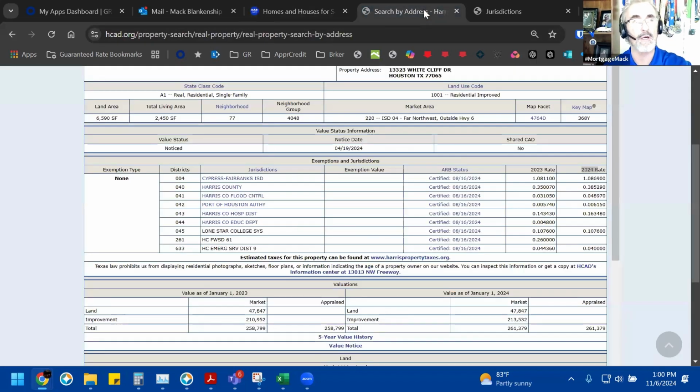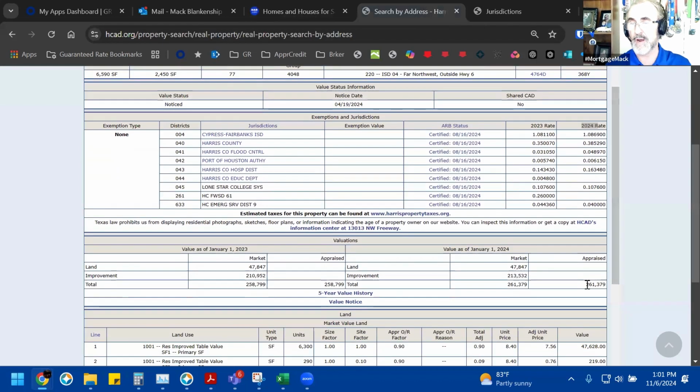In this situation, I'm not going to rely on the information on HAR. I'm going to go directly to the appraisal district, and clearly the appraisal district's value is 261.3, and I'm going to use this figure to calculate the taxes with the borrower's homestead exemptions in this situation.